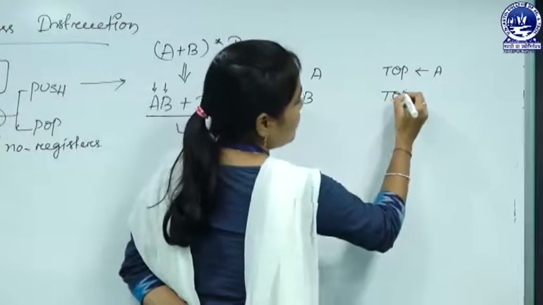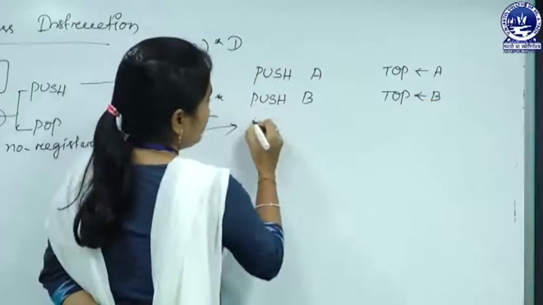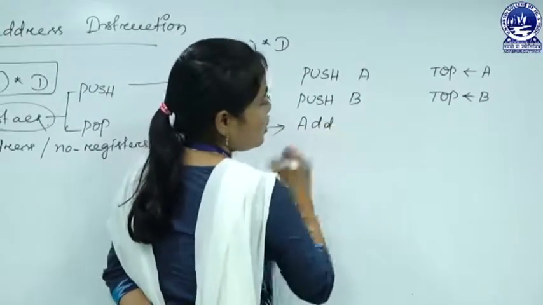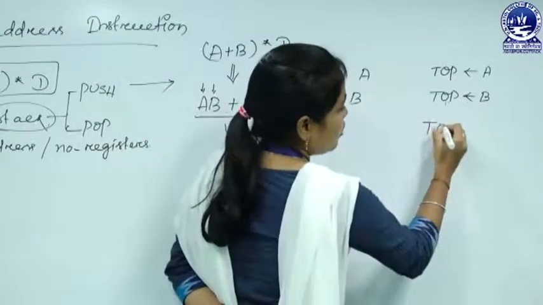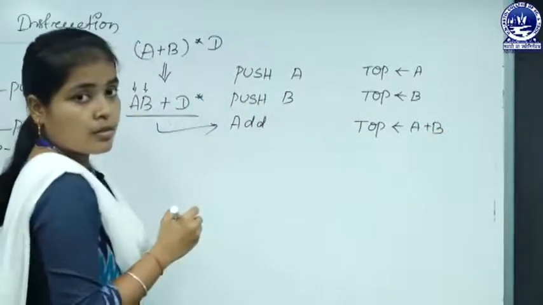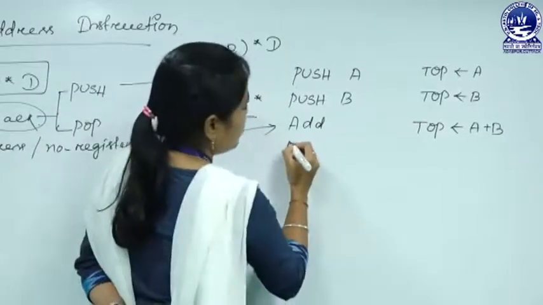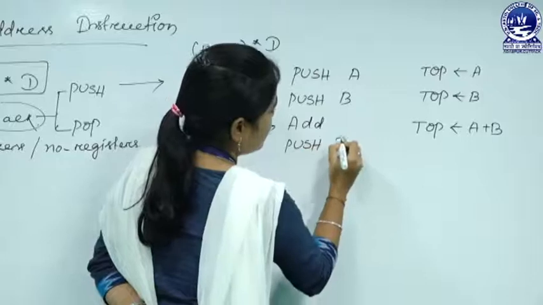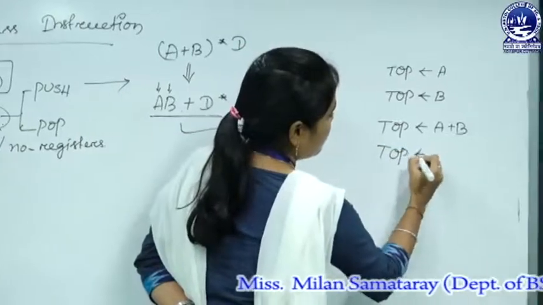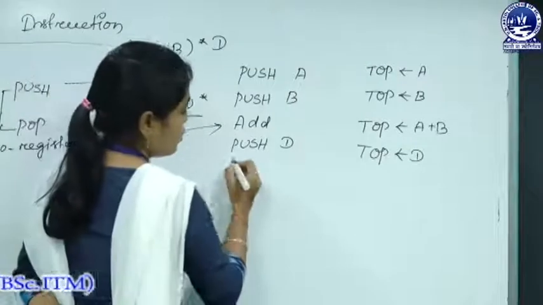Now the top of the stack contains B, and then here we have to do the addition operation. Simply we write add, that means now the top contains A plus B. Then we have another value, that is D. So, we will do the push operation again for inserting D, then the top holds D, and the last is our multiplication.